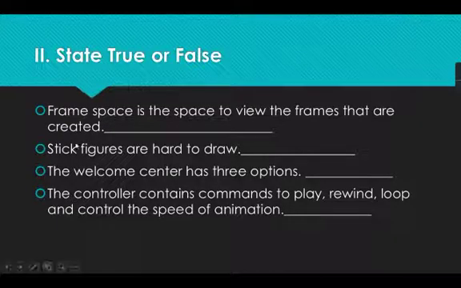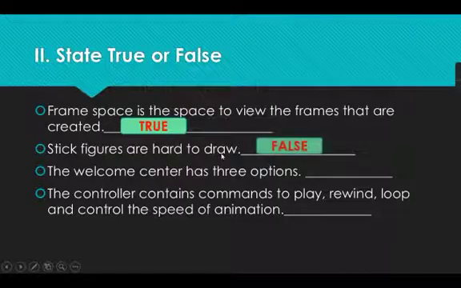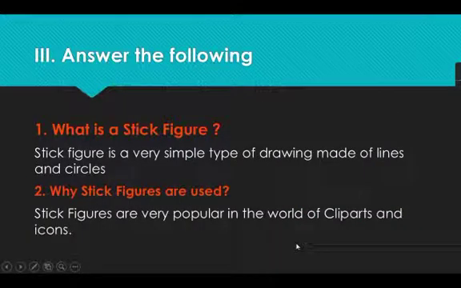Now we'll move to second Roman letter. State true or false. Frame space is a space to view the frames that are created. Yes. Stick figures are hard to draw. False. It is easy to draw. The welcome center has 3 options. No, false. It has 4 options. The controller contains commands to play, rewind, loop and control the speed of animation. Yes, true.